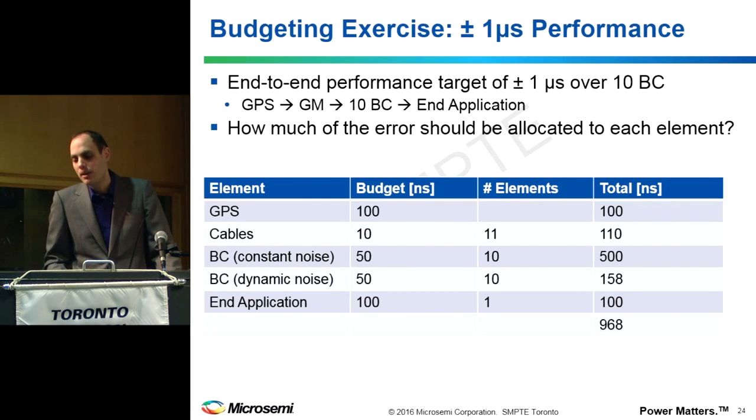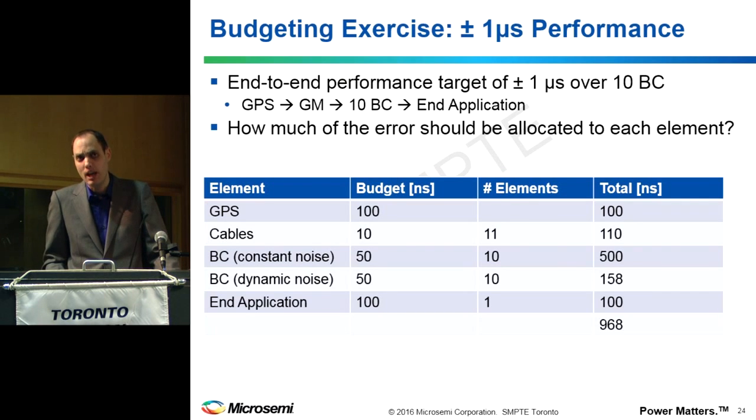Dynamic noise. Dynamic noise tends to be the oscillator noise that's inside the boundary clock. All of these equipments have oscillators. Those oscillators have noise. Of course, you're filtering the incoming signal. That means you're allowing the high-pass noise to come through from the oscillator. That noise is going to be dynamic. So if we budget 50 nanoseconds of dynamic noise for each network element, we have 10 network elements, we come up with 158. How the math works on that is I take 50 and multiply it by the square root of 10, and I get 158, because for dynamic noise we can assume some kind of RMS addition, some kind of square root of sum of squares. So we don't necessarily have to add linearly, because that is dynamic noise.